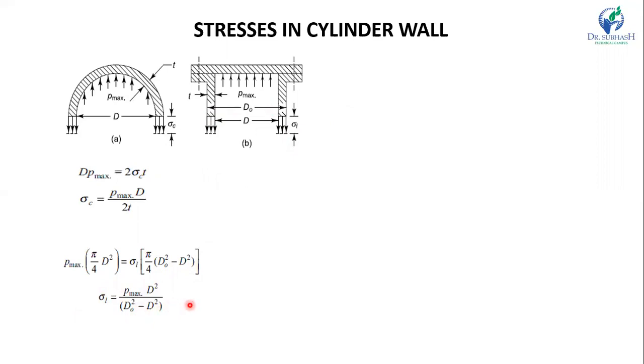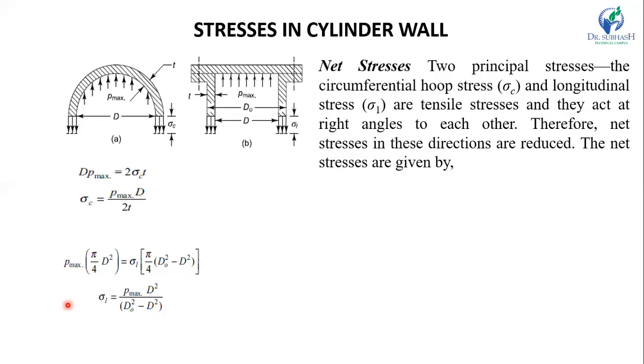Okay, so you can find the circumferential stress and longitudinal stress from these two equations. Now net stress. The two principal stresses, the circumferential and longitudinal stress, are tensile stresses and they act at right angles to each other. Therefore, net stress in this direction is reduced, and net stresses are given by sigma C net equal to sigma C minus mu sigma L, and sigma L net, the net longitudinal stress, is equal to sigma L minus mu sigma C.